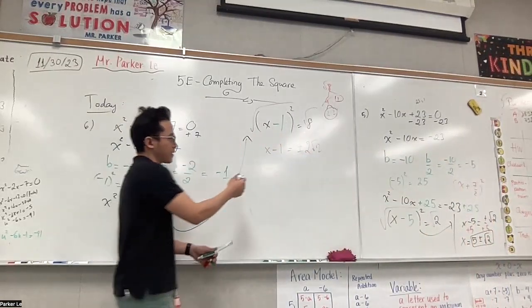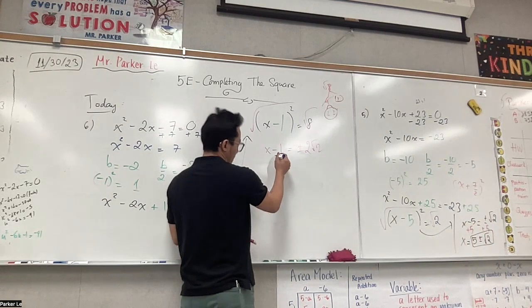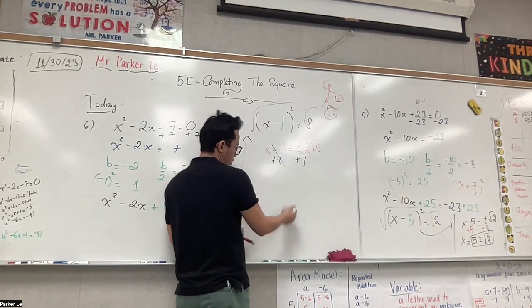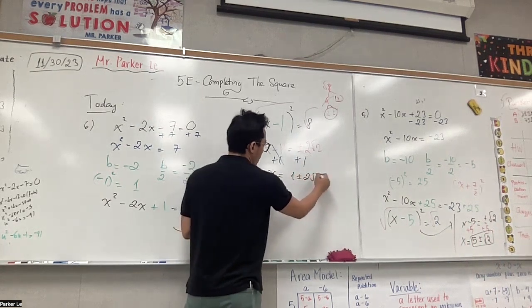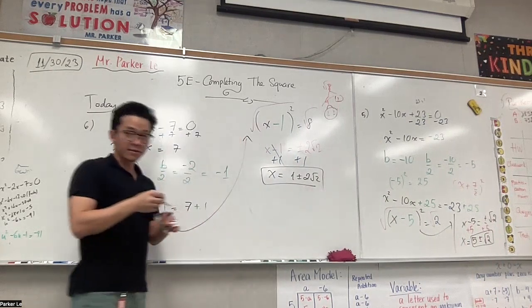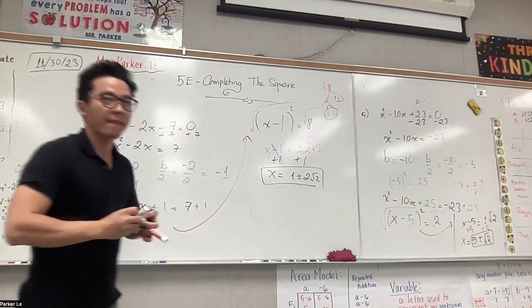Kevin, what is the answer? Very good. Plus 1 to both sides to cancel this, because the answer should be only x. So 1 plus or minus 2 square root of 2. One point for Kevin. Good job. Question?